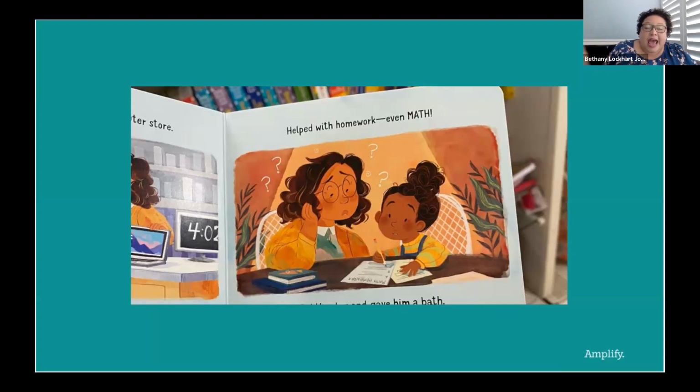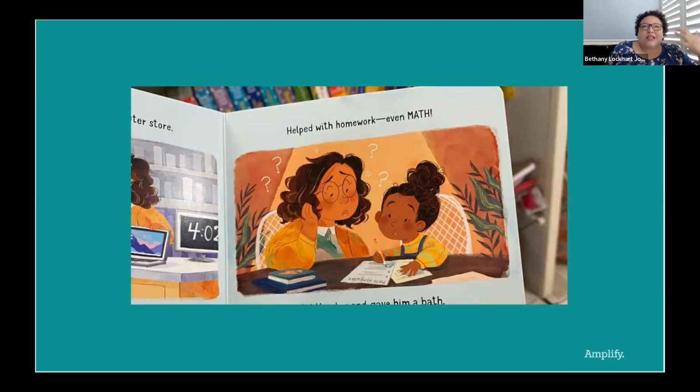And the illustrator being able to say, I helped with homework, even math. I know there's a big process in illustration. However, multiple steps. I feel like there were different interpretations. Like, I helped with homework, even math, and like they're having a parade, right? Or I helped with homework, even math. Oh, this is the pits, right?